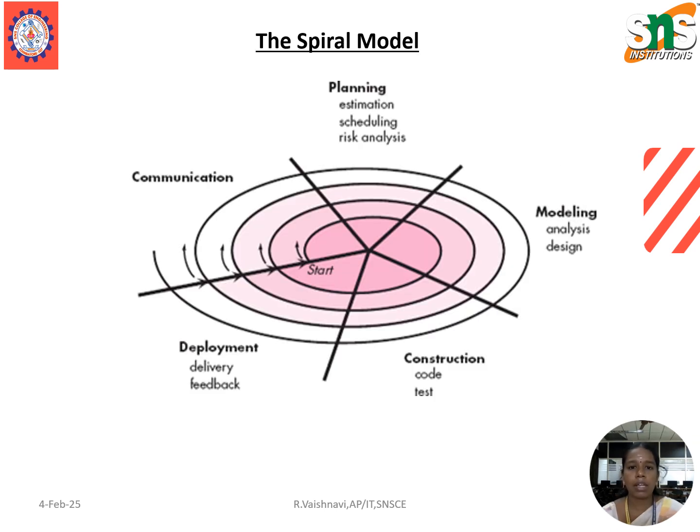And here we have the spiral model diagram. First phase will be the communication. In the communication phase, the first subdivision of that phase will complete. After the communication phase it goes to the planning. Here we have the estimation, scheduling, risk analysis, and then the third phase will be the modeling. Here we have analysis and design process, followed by the modeling we have the construction phase. Here we have coding and testing phases, and then the fifth one will be the deployment. The last one, here we have delivery and the feedback process.